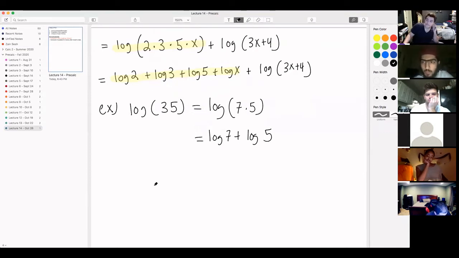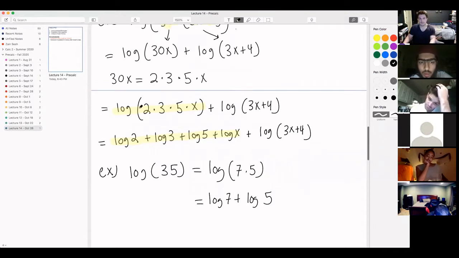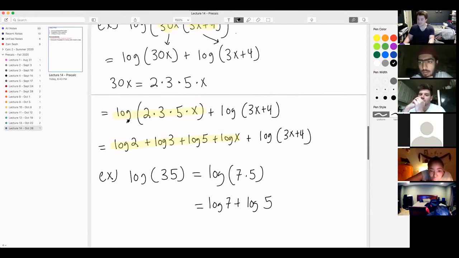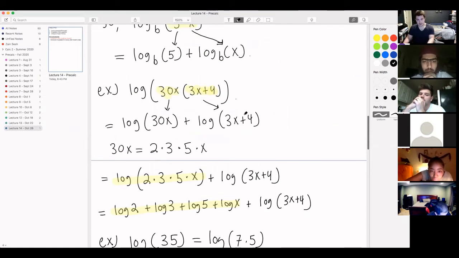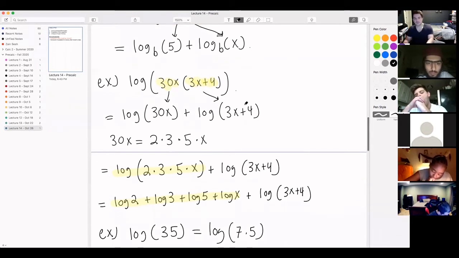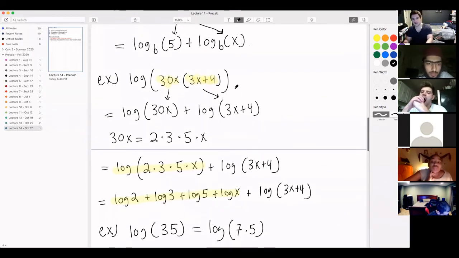Sorry to interrupt, but for the highlighted portion where you did log 2, just to confirm, are those all log base 10? Yes, absolutely. I have no subscript written, and that's understood to be log base 10. Thank you. So I'll just write that.